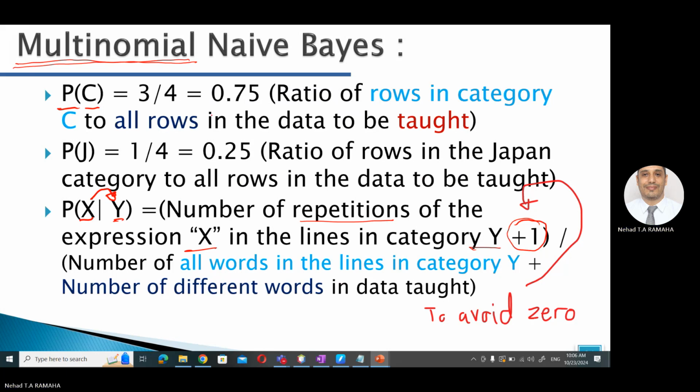So here we don't have Japan. The repetition of Japan is 0, yes. We will add 1. How many Japan do we have? 0.